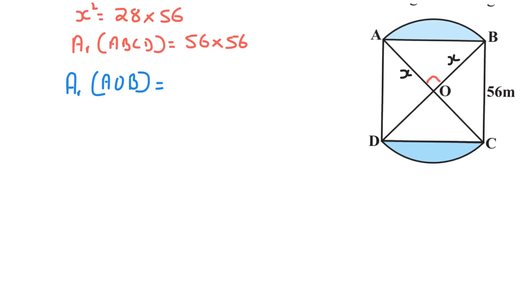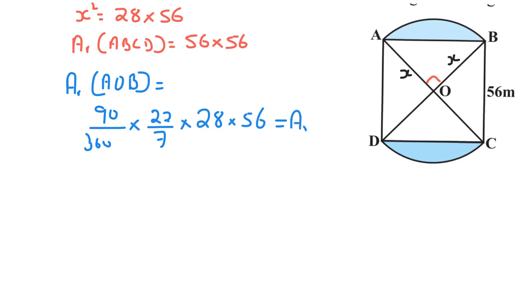Now, what is the formula to find the area of the sector? It is theta over 360 times pi r squared. What is the angle theta over here? It's 90 degrees. So, it's going to be 90 over 360 times pi, which is 22 over 7, times r squared, the radius squared. The radius happens to be x. So, x squared, we already know it's 28 times 56. So, 28 times 56. This will be the area of the sector AOB, which will be the same as the area of the sector DOC.